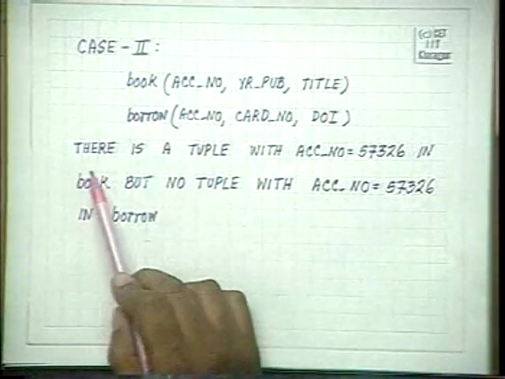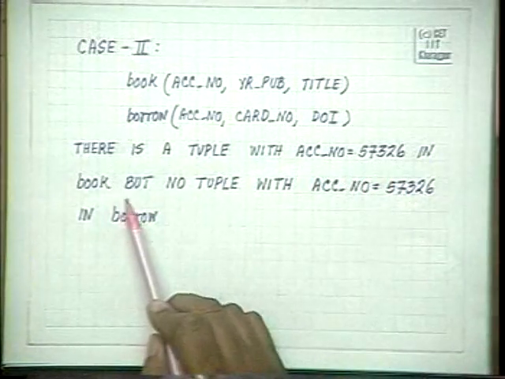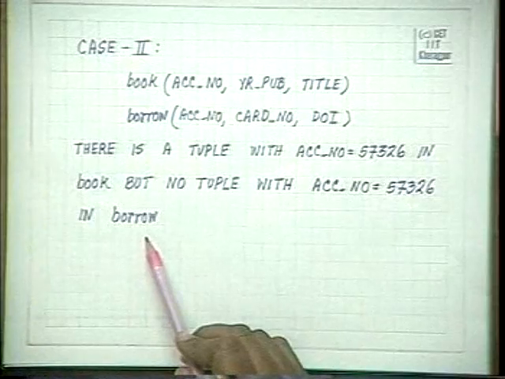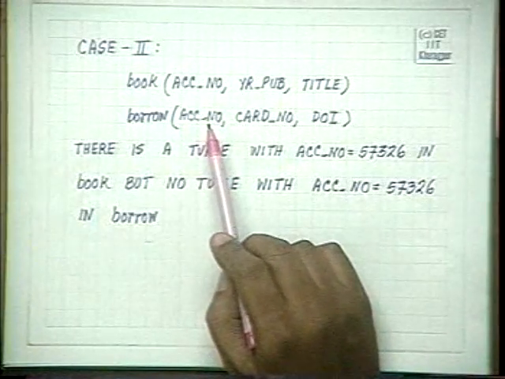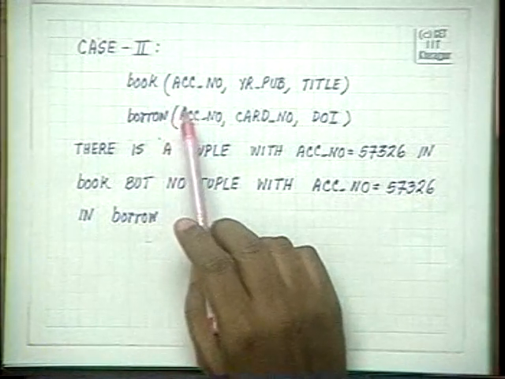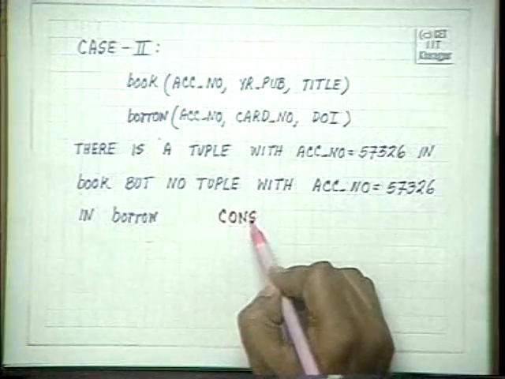Let us see the alternative situation. Case 2. There is a tuple with accession number 57326 in book, but no tuple with accession number 57326 in borrow. The question is, can this happen? This can definitely happen. This can happen because that book may not have been issued to anybody. That book may be in the library. So, there are two syntactically exact situations, one is inconsistent and the other is consistent.